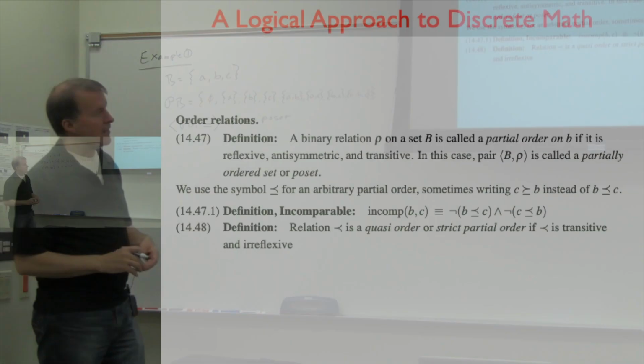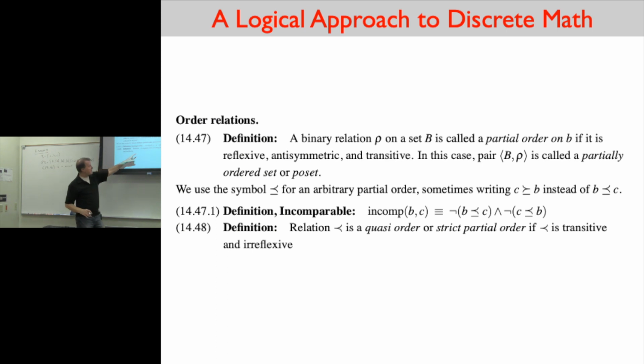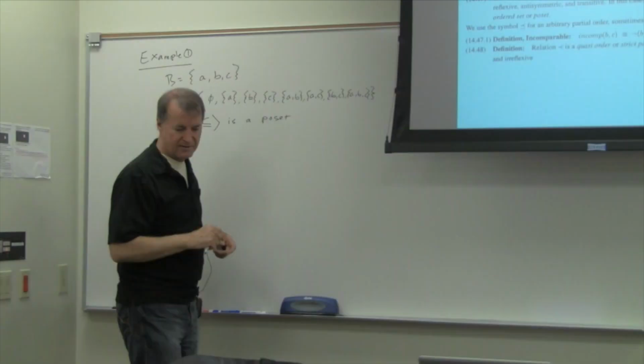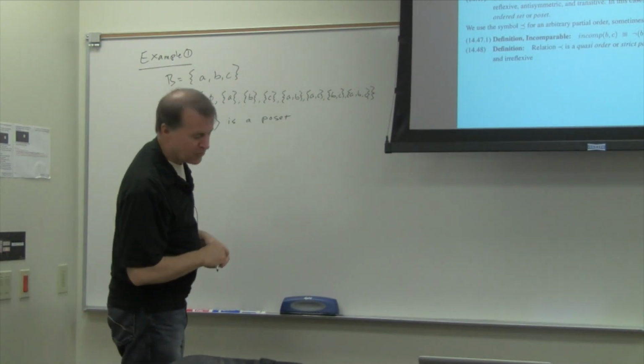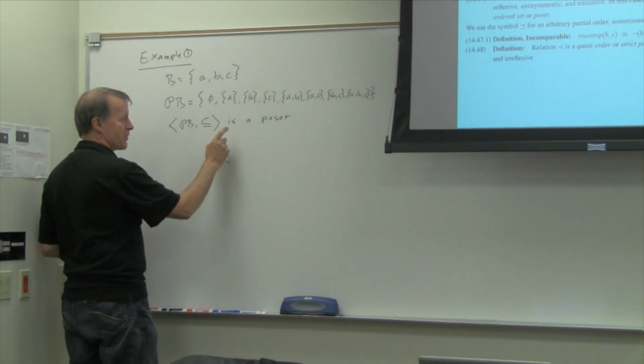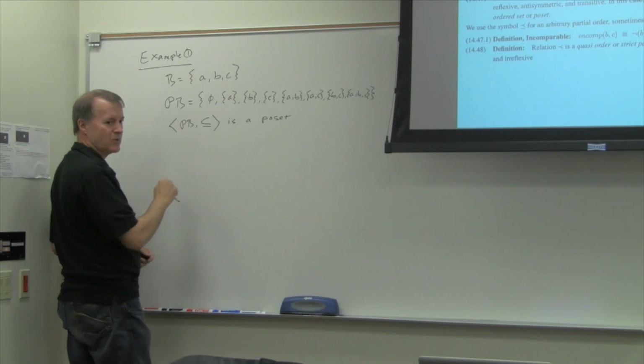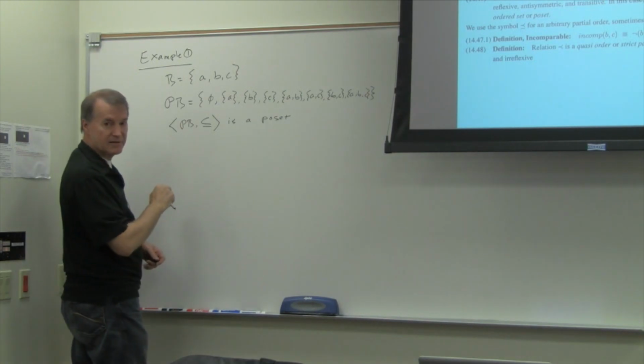Remember, a poset is a partially ordered set. In other words, I'm claiming that this relation is a partial order. Now, in order to claim that this is a poset, what do we have to check? What 3 properties must it satisfy?